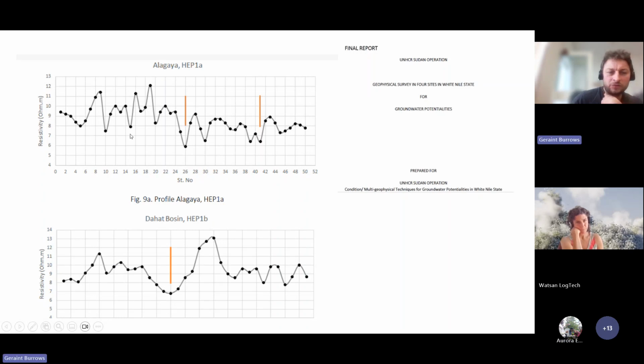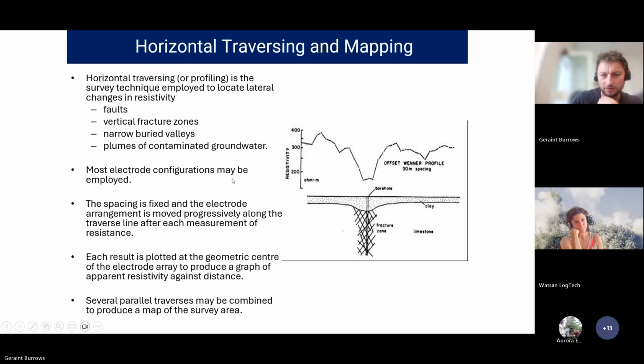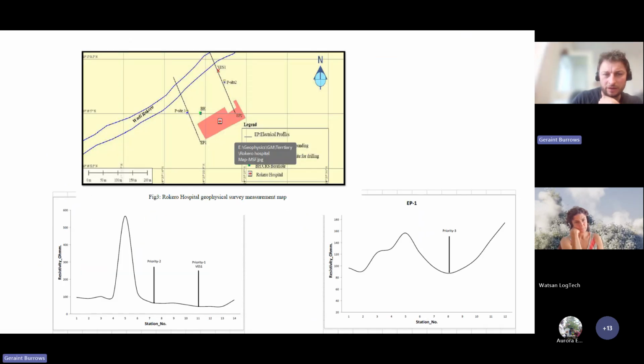Yeah, so this distance is here, 0, 2, 4, 6, 8, 10, 12. This is actually a distance along the transect. So you would start at 0 meters here, and then you'd move the whole array 10 meters along, perhaps, or 5 meters along, or 20 meters along, depending on how many readings you wanted. So you'd move it a set distance along, and then you take another reading. Then you move it a set distance along and take another reading.